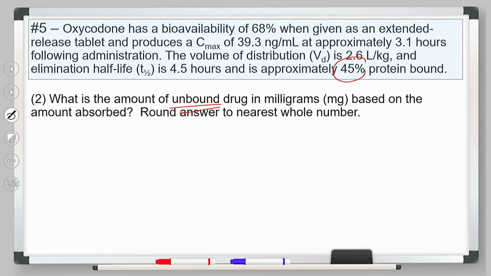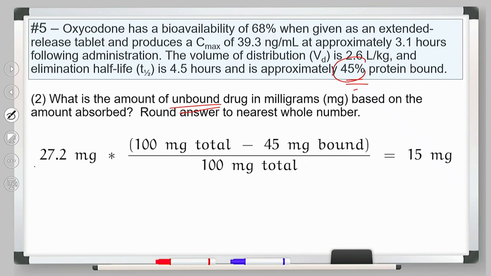So if it's 45% bound by protein, how much is unbound? 55%. It goes back to the same idea. You'll get one of these values, but you may have to figure out the other, and it's either bound or unbound. So if 45% is bound, that means 55% is unbound. So I'm going to take the dose that hit the blood, the 27.2 that we just calculated, and basically convert the 45% to the 55% and multiply by that. So 55% of 27.2 is 15 milligrams.